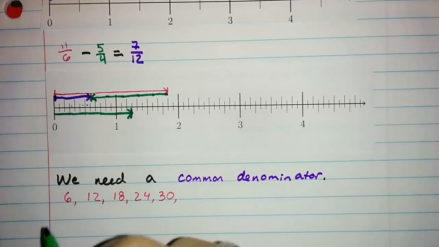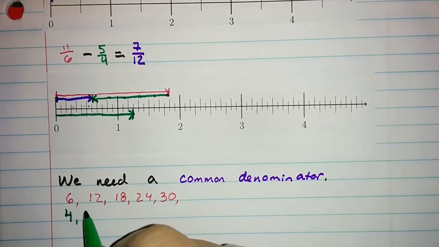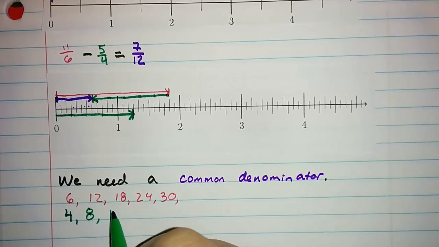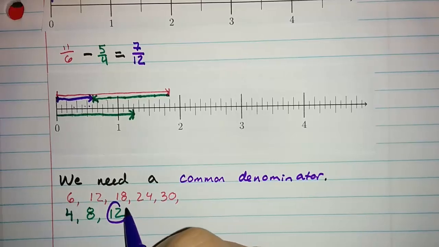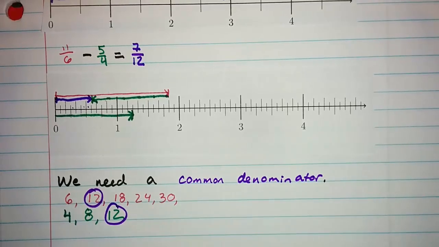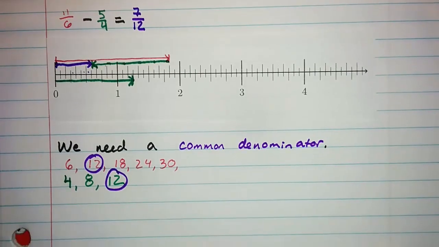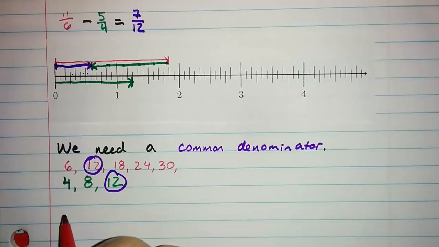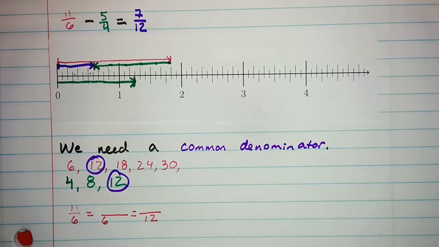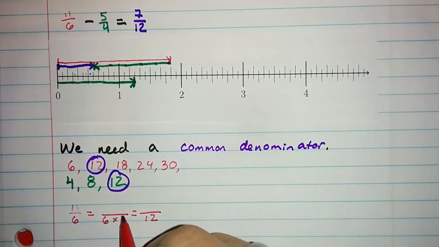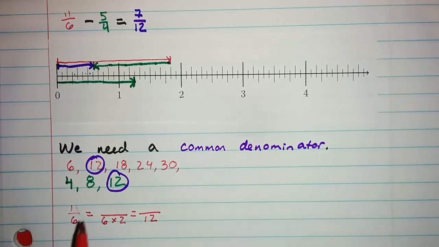Multiples of 4: 4, 8, 12, oh, well there we go, don't we? 12 is the first number to appear on both lists. So we'd like to write our 11/6 as some number of twelfths. What did we have to multiply 6 by? We had to multiply it by 2.